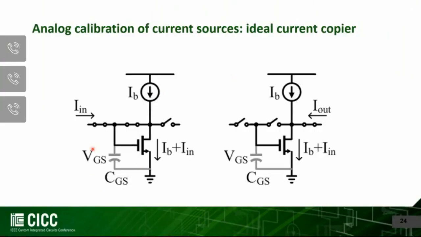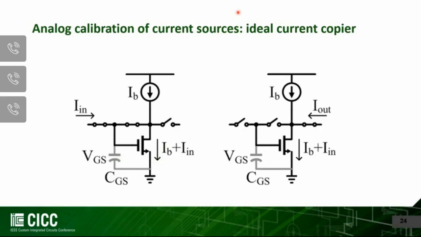So let's consider this simple circuit. This is called the current copier. In an actual implementation, the switches and the current sources are all transistors, but for the time being, let's not worry about that. On the left, a bias current IB is forced into a diode-connected MOSFET, which then develops a gate source voltage. If in addition to that, we add an input current IN, the corresponding VGS develops across the stray capacitance CGS, and the drain current is IB plus IN.